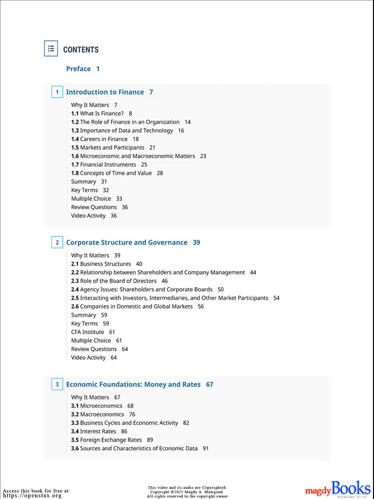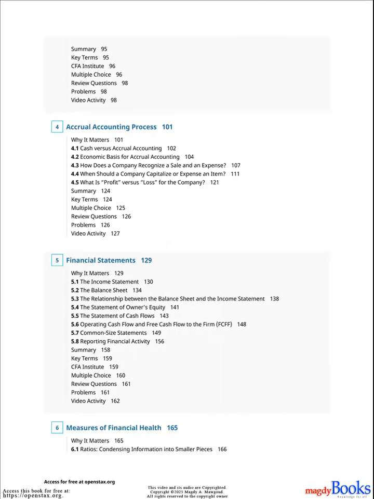3.2. Macroeconomics. 3.3. Business cycles and economic activity. 3.4. Interest rates. 3.5. Foreign exchange rates. 3.6. Sources and characteristics of economic data. Summary. Key terms. CFA Institute. Multiple choice. Review questions. Problems.